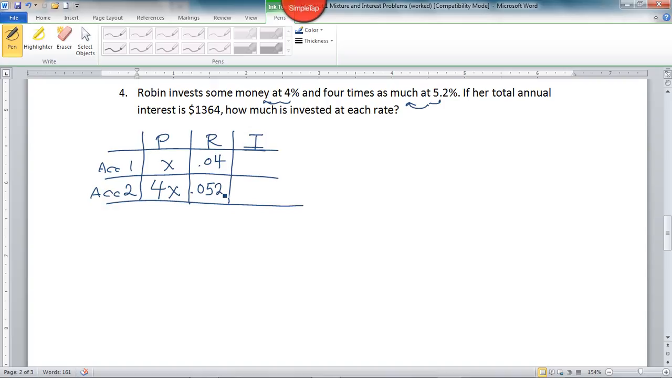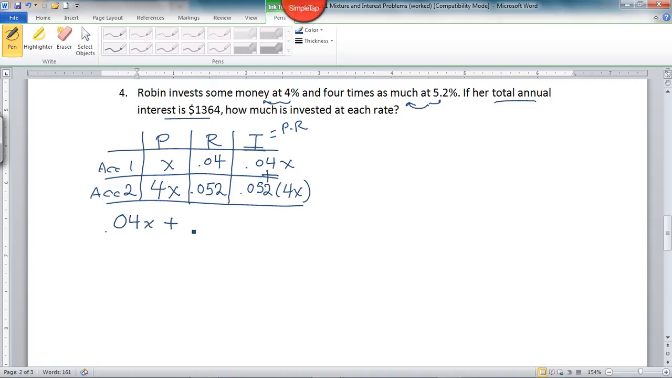All right, now how do we get the interest? Well, the interest, remember, we take the principal in each times the rate. So in account 1, X times 0.04. Let's write that 0.04x. Account 2, multiply the principal times the rate. Well, let's say it's 0.052 times 4x. So there's our table. Now, what we do with that is, again, we know the total interest is $13.64. So the total interest would be adding these two interests.